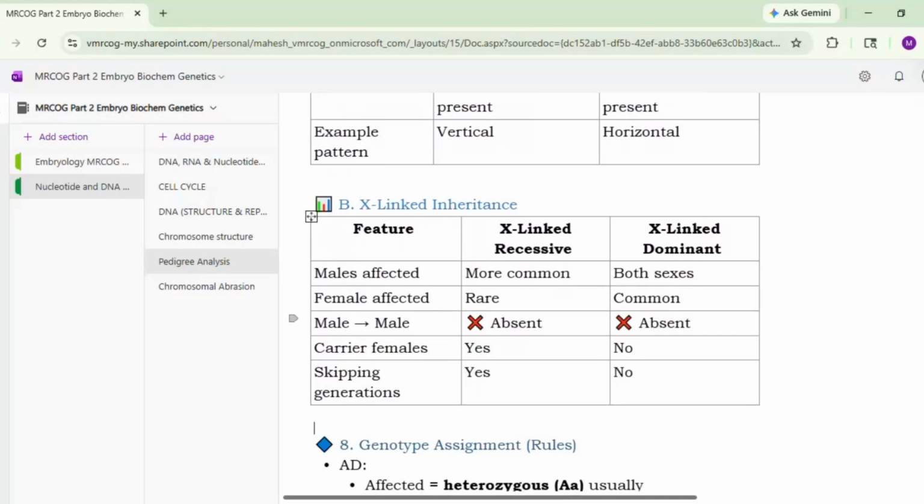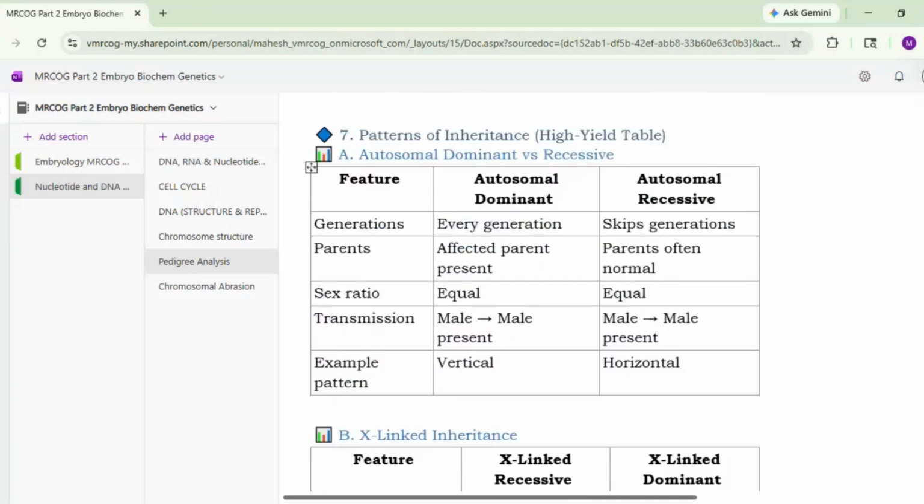Male-to-male transmission is absent in X-linked, both dominant as well as recessive. Carrier female is always there in X-linked recessive, while there are no carrier females in X-linked dominant. Skipping of the generation is seen with X-linked recessive and it is not seen with X-linked dominant. So when we talk about skipping of the generation, it will be either X-linked recessive or autosomal recessive. Okay.